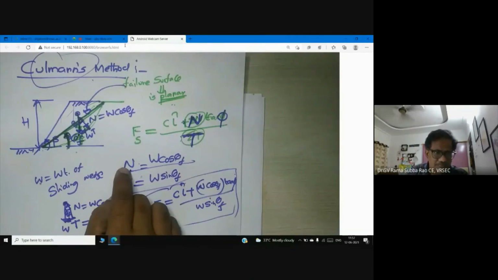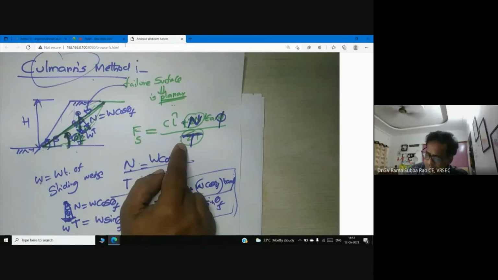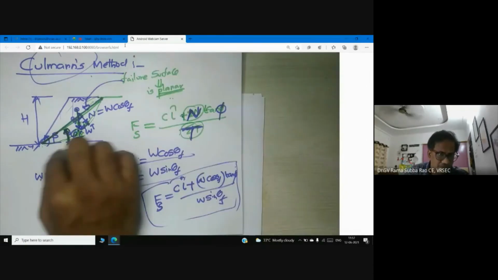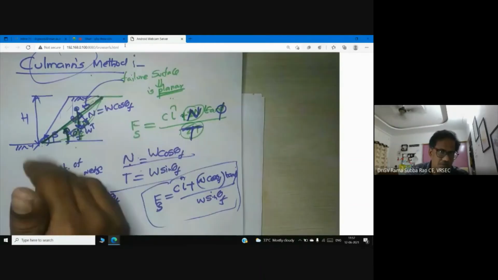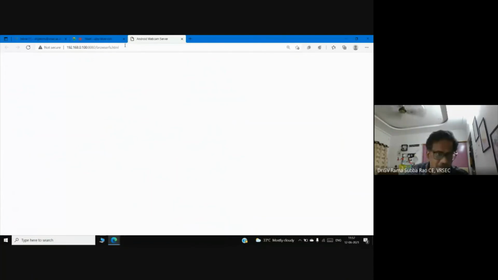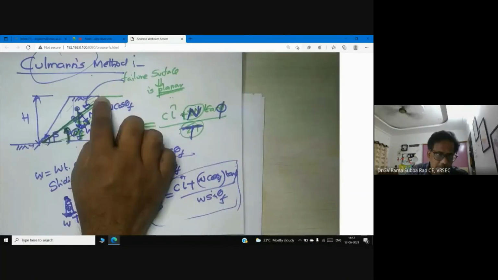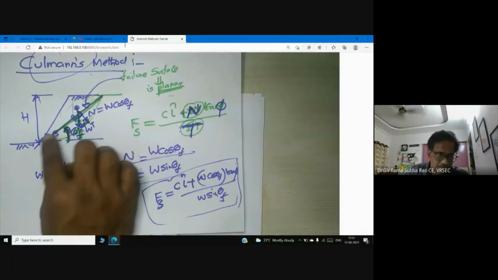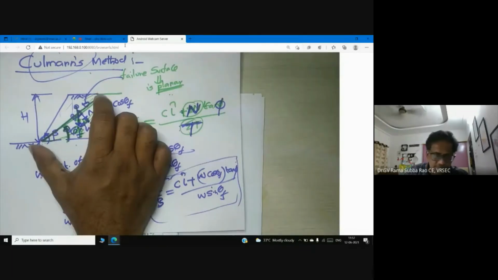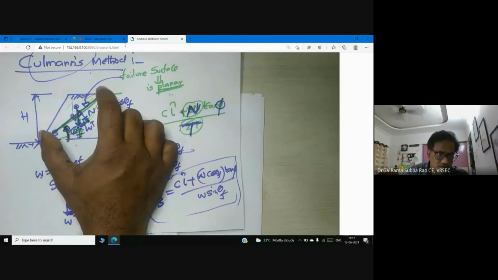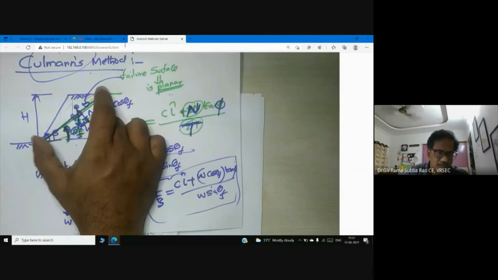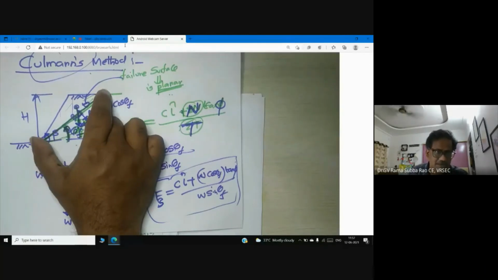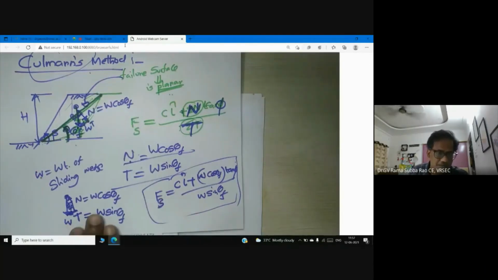That's why the problem is simplified. If you consider a circular surface, there are some problems. The length of the arc is difficult to calculate. Here you see now the length of the arc became the length of the chord. You see in the last class, in the last discussion, what is this? This is the length of the long chord. So your length of the long chord is now the length of the failure surface. That's why the problem is simplified by Culmann.